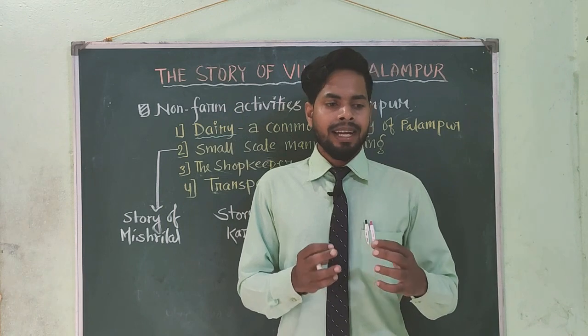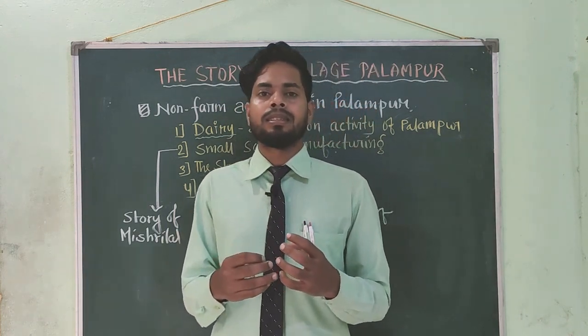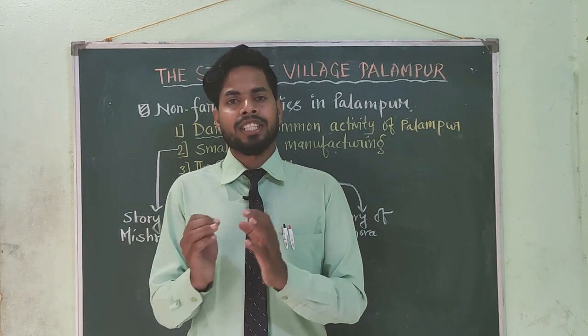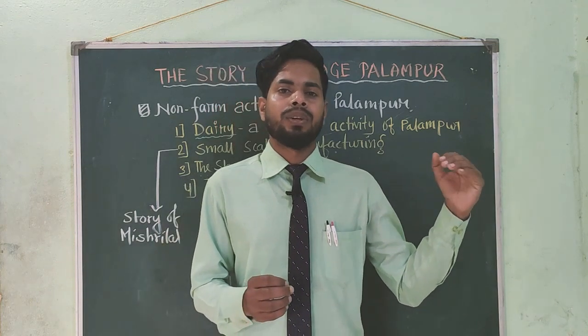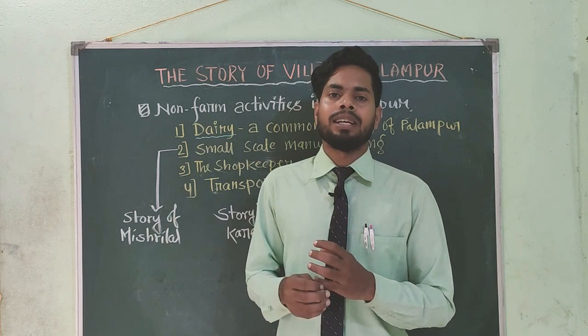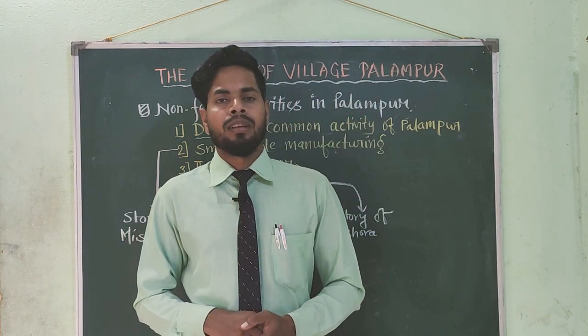And the labor is different from Misrilal's. How? Karim's labor is educated and skilled, but Misrilal's labor is not educated and not skilled. So in this way, Karim's capital and labor are different from Misrilal's.